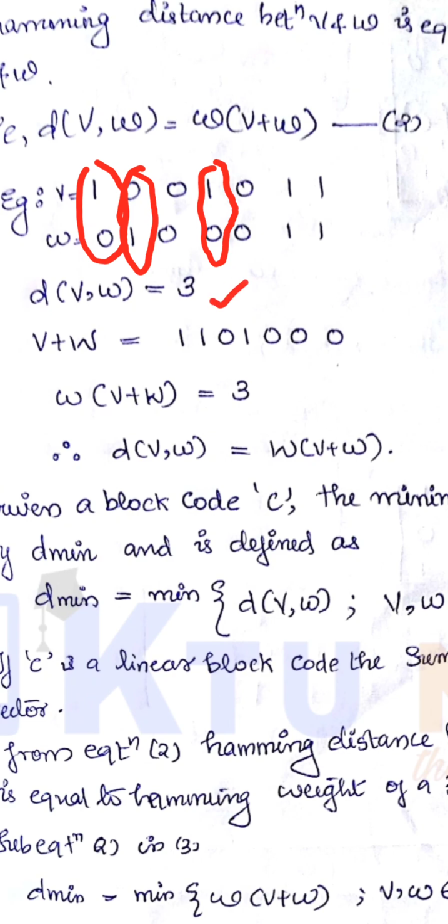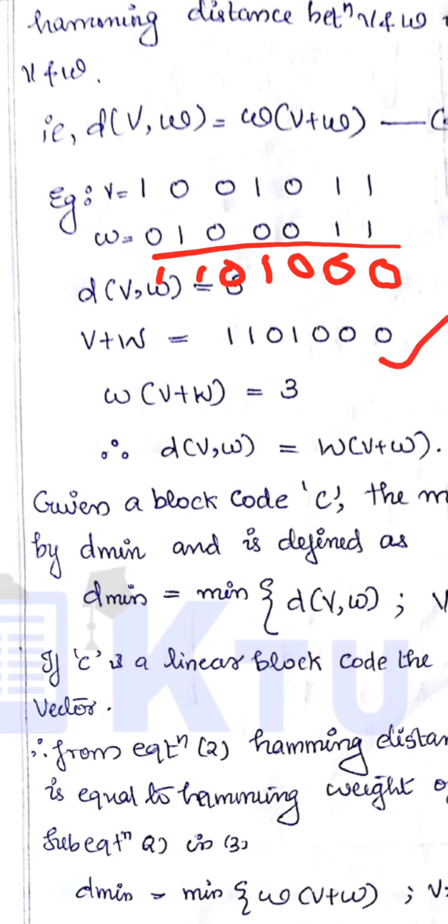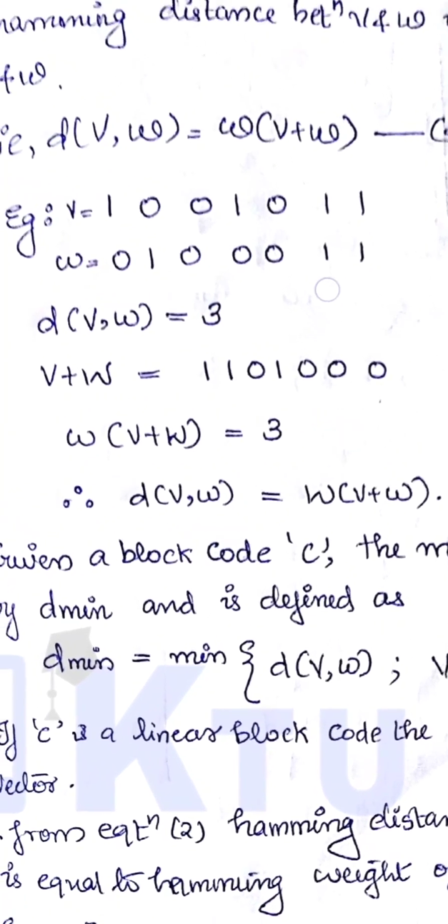Okay. Now we are finding V plus W. By adding V plus W, we are doing modulo 2 addition. 1 plus 1 is 0, with no carry because it is modulo 2 addition. 1 plus 1 is 0, 0 plus 0 is 0, 1 plus 0 is 1, 0 plus 1 is 1. So this is the value of V plus W, that is 1 1 0 1 0 0 0.